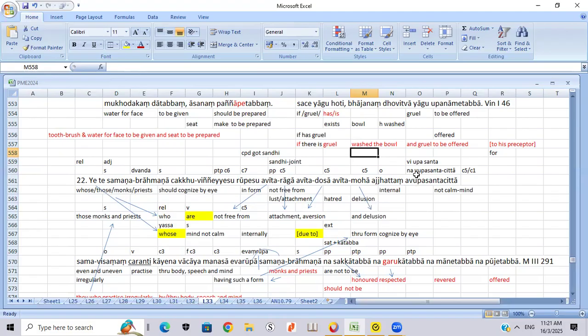Like this one, this is also sandhi. V, upa, all is sandhi. They are joined together. You see, you break down this sandhi: na upasanta citta. After breaking the sandhi, that means you can see the mind here means not calm mind. So the next line, that means you want to join.